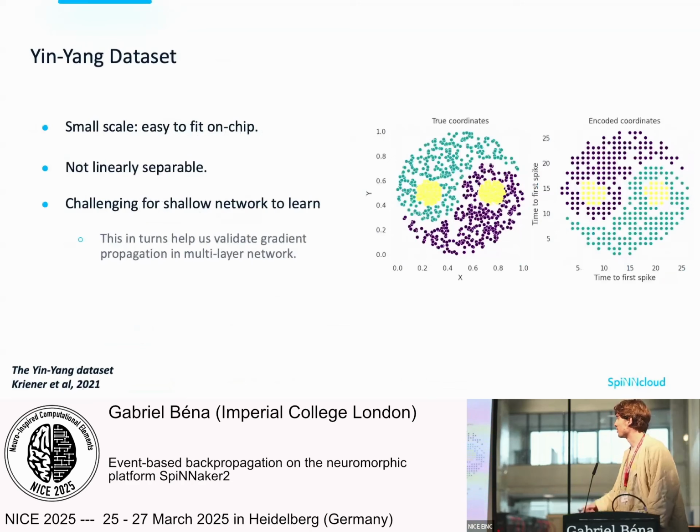In terms of the dataset, we use the dataset from Yin, which is small scale, so easy to fit on chip, and not linearly separable, meaning shallow networks still somewhat struggle to learn this. So this helps us validate the fact that the gradient does propagate in multi-layered networks, right? Going a little bit fast over these details to have more time later.